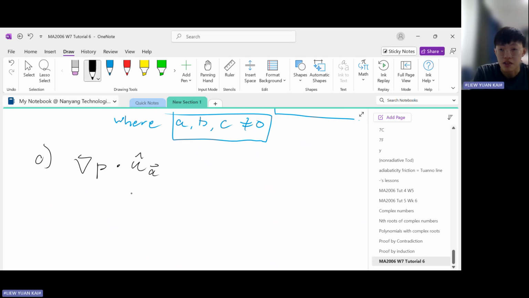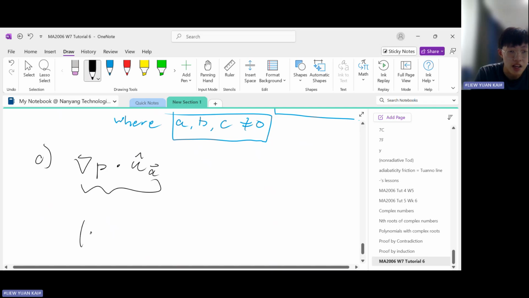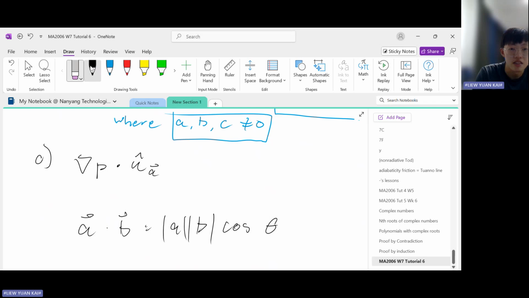Okay, so let's recall what's the other formula for dot product. This is a dot product. Let's recall that the dot product A dot B is given by the magnitude of A, magnitude of B, cosine of the angle that separates them, the angle of separation. So using this, let us make an expression for nabla P dot the unit vector of A. This would be the magnitude of nabla P times the magnitude of the unit vector of A, times cosine theta. Theta is the angle of separation.